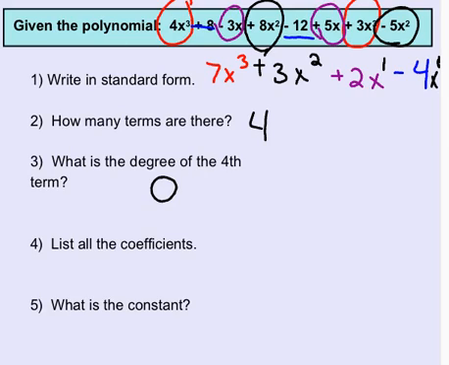X to the 0. List all the coefficients. This is a coefficient, this is a coefficient, and this is a coefficient. -4 is just a constant, because we don't have a variable written with it. Naturally, we just leave it as -4. So list all the coefficients. So all the coefficients are 7, 3, 2. The constant is -4. I just told you that.